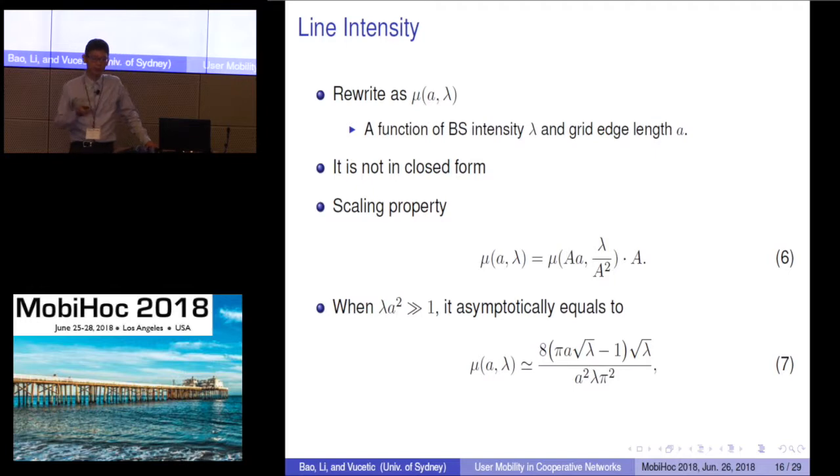But we have some good things. The first one is the scaling property. If we multiply A by capital A times and divide lambda by capital A squared times, and we multiply everything by capital A, they are the same. Another good thing is that if lambda A squared is much greater than 1, then we can get an asymptotic expression, which is in closed form. This is pretty good because lambda A squared means K, the average number of base stations per cluster, so this is pretty common. In this case, if there is much more than 1 base station in 1 cluster, we can use this equation.